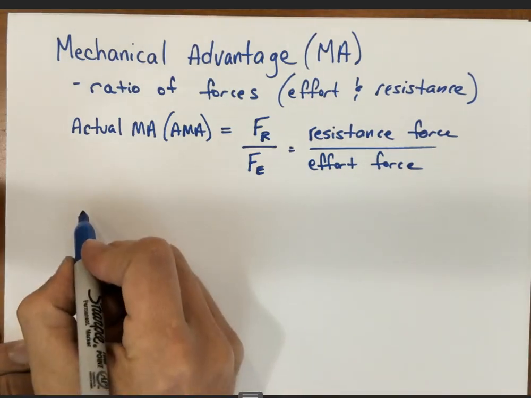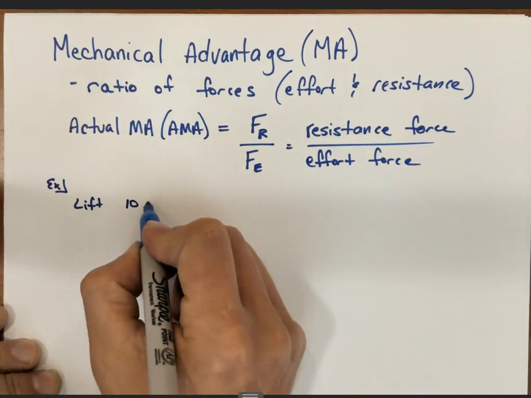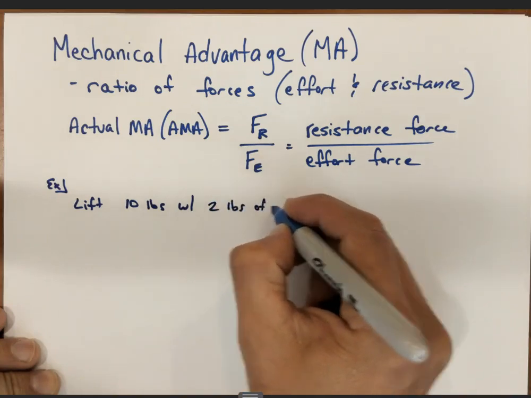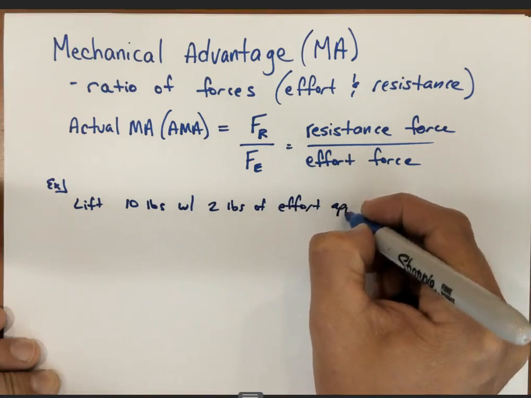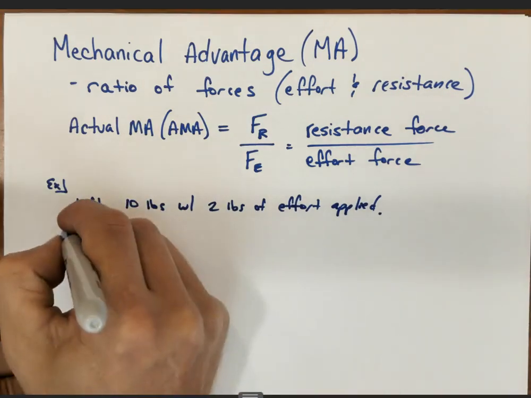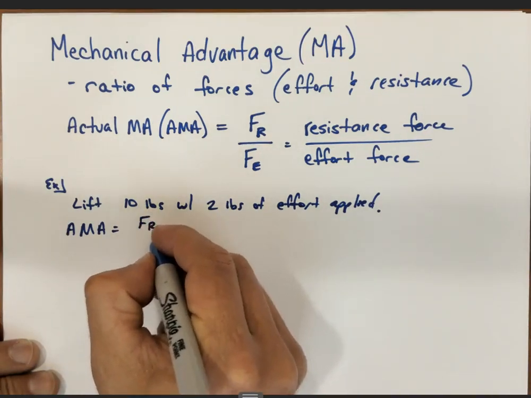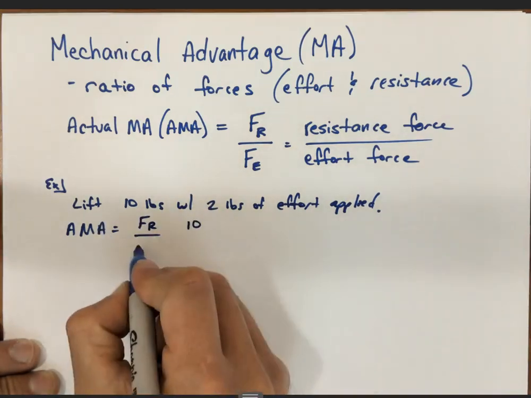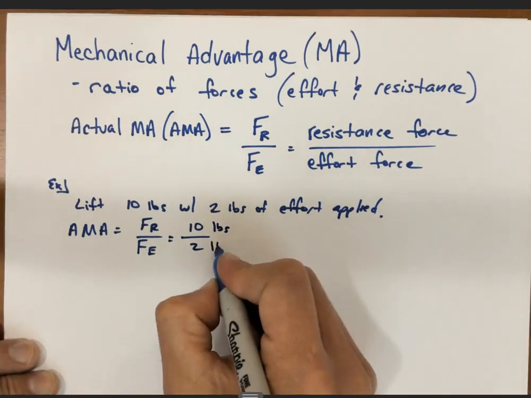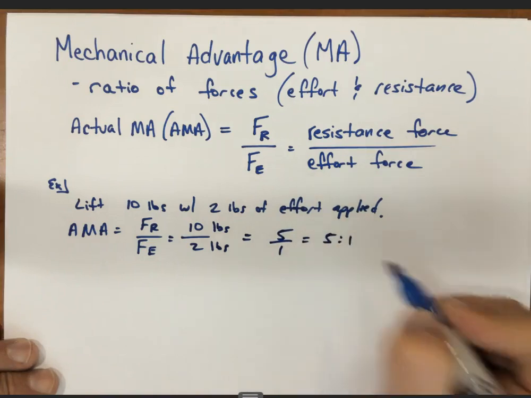For example, if you can lift 10 pounds with, let's say, 2 pounds of effort applied through the use of some machine, we have a mechanical advantage. How about we say an actual mechanical advantage of 5? Okay, because our FR, our resistance, would be the 10 pounds we're trying to lift. Our effort force is the 2 pounds. These are both pounds, and so we get a ratio of 5 to 1. It may be written that way with a colon.